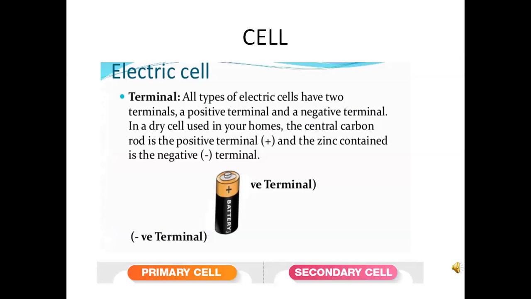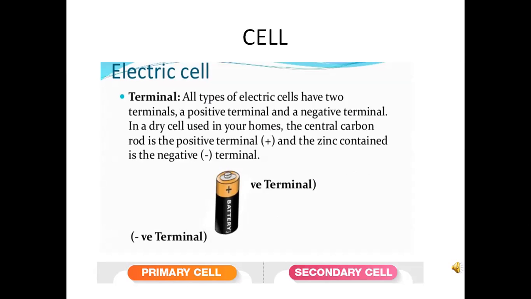Next we will go to see cell. A device that converts chemical energy into electrical energy is called a cell. All types of electrical cells have two terminals, a positive terminal and a negative terminal. In a dry cell used in your homes, the central carbon rod is the positive terminal and the zinc container is the negative terminal. The positive terminal is denoted by a plus symbol and the negative terminal by a minus symbol.